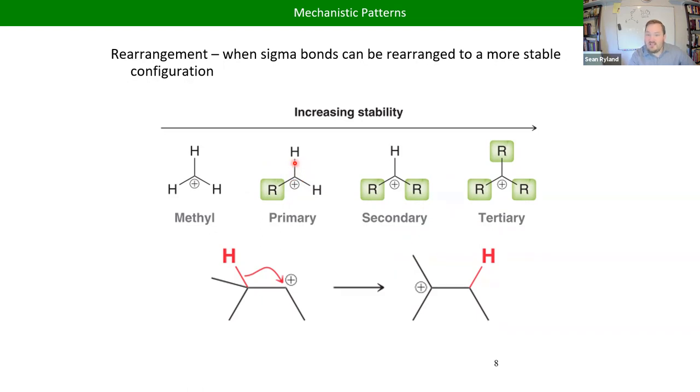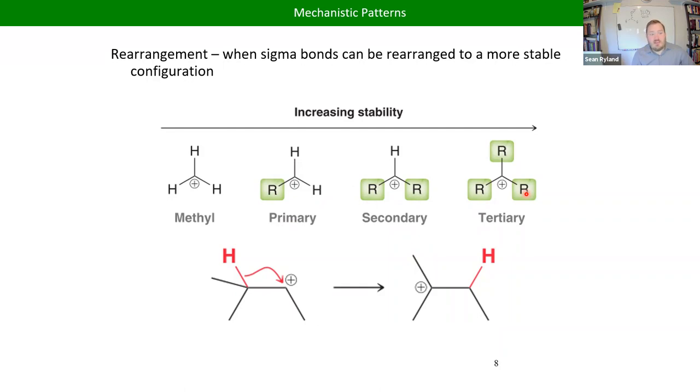Primary, secondary, tertiary are basically our way of describing how many carbons are around something else. That's where the T in T-butyl comes from. T stands for tertiary. Or in sec butyl, sec stands for secondary. So primary means you only have one carbon attached to it. Secondary means two carbons attached. Tertiary, three carbons attached.